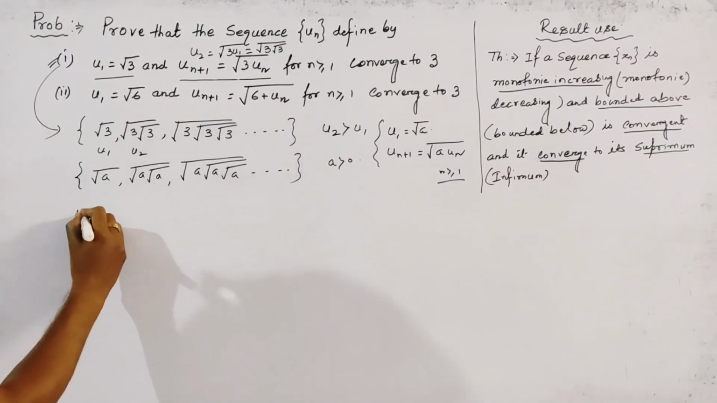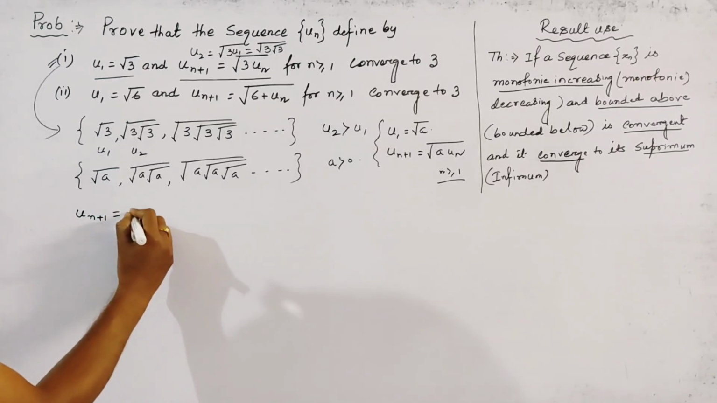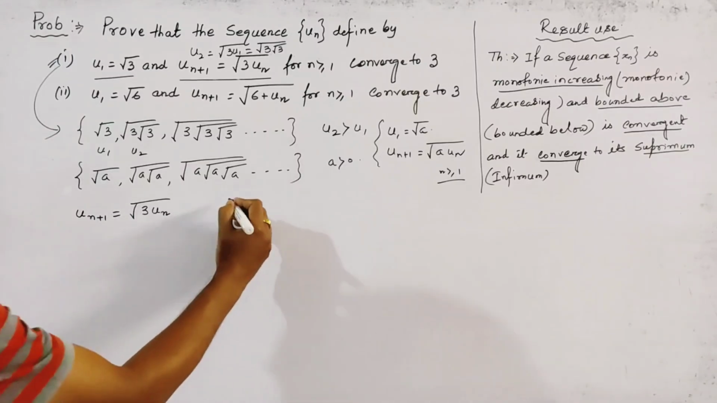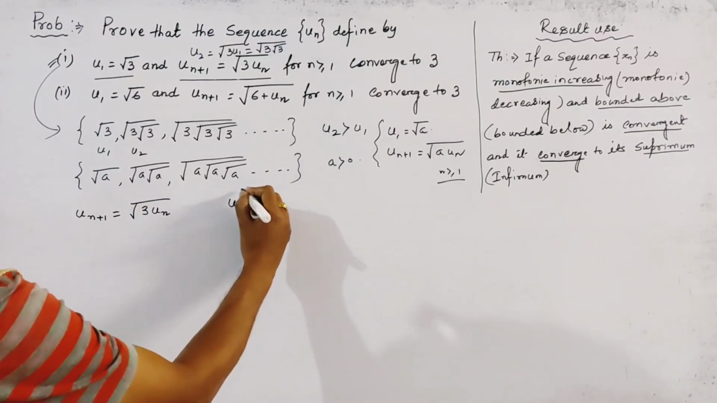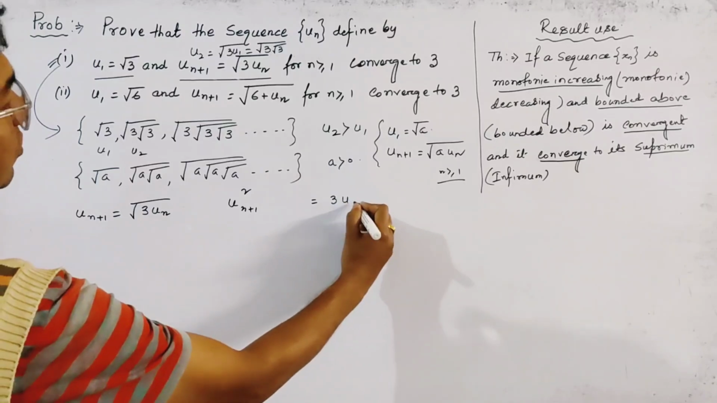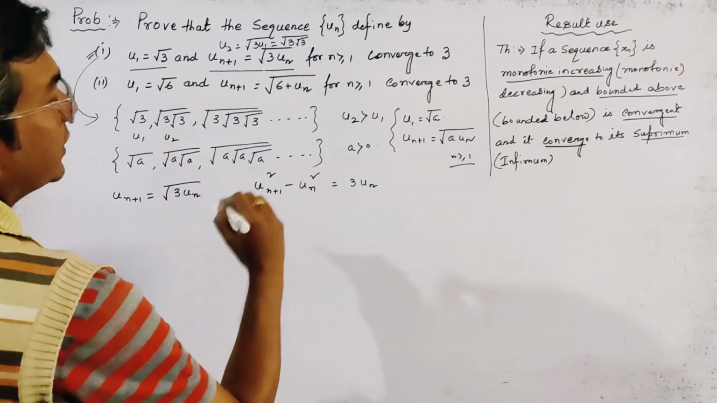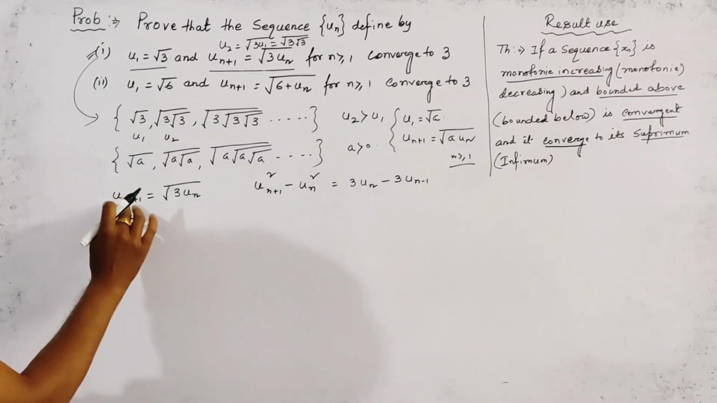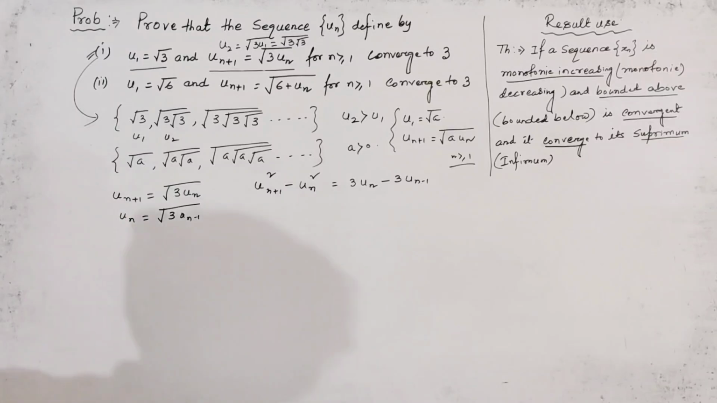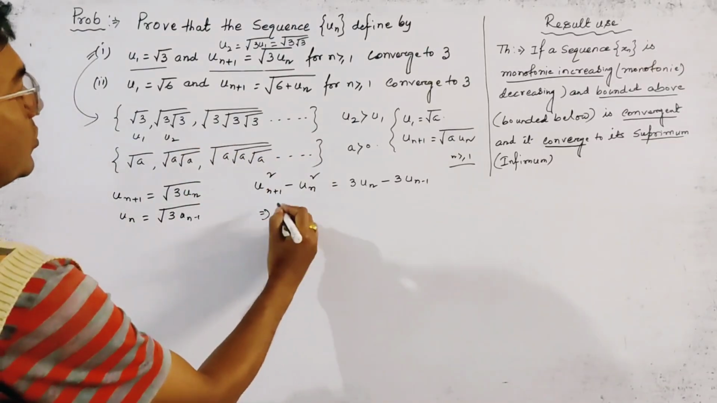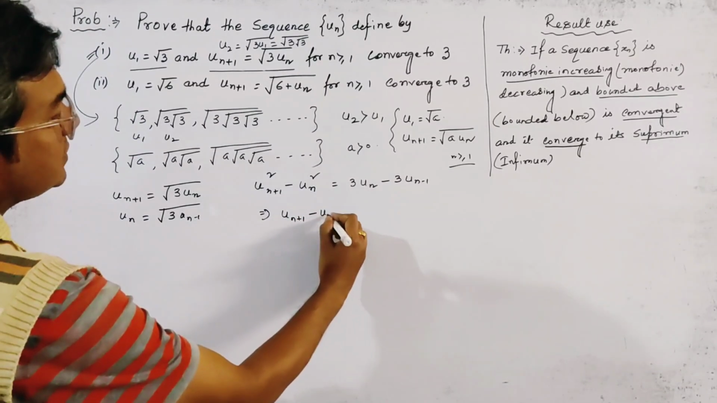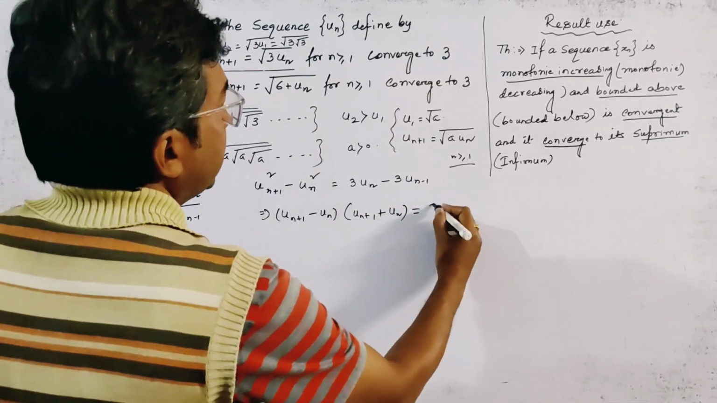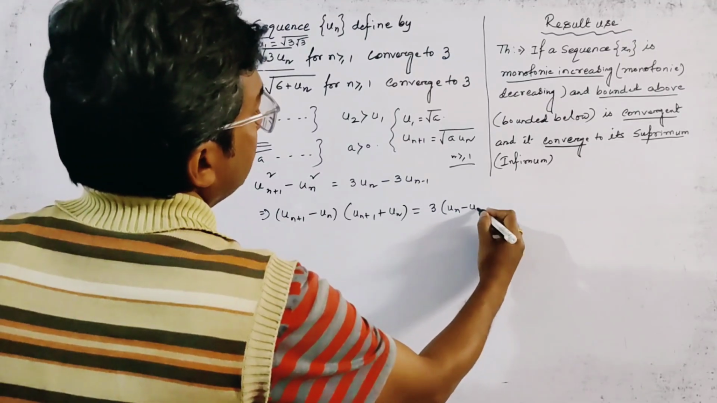Now we take u_{n+1}, which is given by root 3 into u_n. By squaring, we get u_{n+1} squared is 3 into u_n. Replacing n by n minus 1, the right side must be 3 into u_{n-1}, so u_n squared is 3 into u_{n-1}. Now from the left side, we get (u_{n+1} minus u_n) into (u_{n+1} plus u_n), and from the right side, 3 into (u_n minus u_{n-1}).